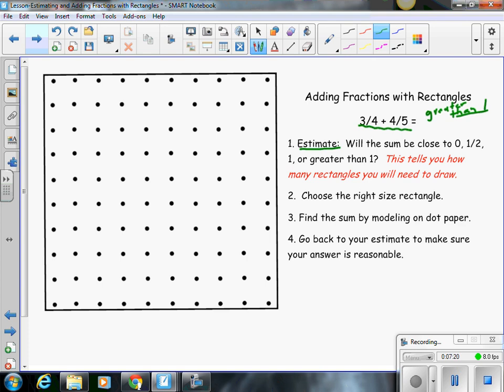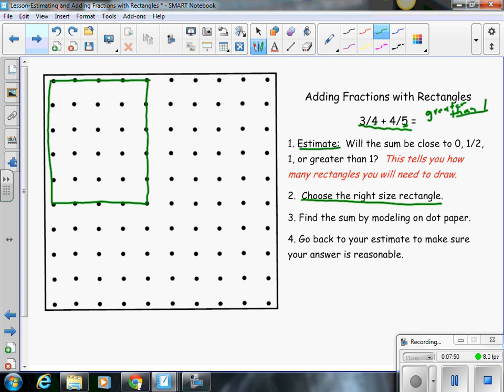Okay, so number 2 says choose the right size rectangle. Well, for this, we would want a rectangle that can hold fourths and fifths. So we can do a 4x5 rectangle. 1, 2, 3, 4 by 1, 2, 3, 4, 5. That's a little crooked. That's okay.